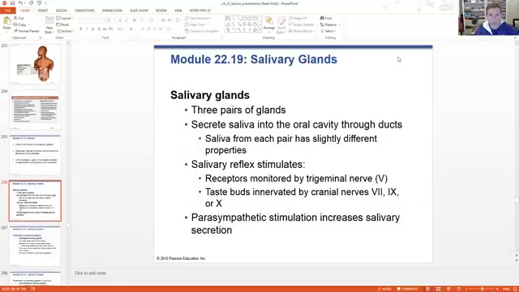We're going to start talking about the salivary glands. There's 3 pairs. They secrete saliva into the oral cavity through little ducts. Each pair is slightly different, and the secretion from each pair of salivary glands is slightly different as well. There is a salivary reflex, which is monitored either by cranial nerve 5, cranial nerve 7, 9, or 10, depending on which part of the tongue or which part of the mouth where these are located. It's all done through parasympathetic stimulation.